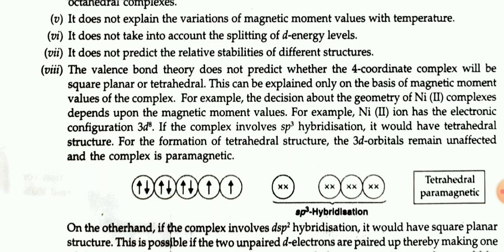This can be explained only on the basis of magnetic moment values of the complex. For example, the decision about the geometry of Ni2+ complex depends upon the magnetic moment values. Ni2+ ion has the electronic configuration 3d8. If the complex involves sp3 hybridization, it would have tetrahedral structure. For the formation of tetrahedral structure, the 3d orbitals remain unaffected and the complex is paramagnetic.